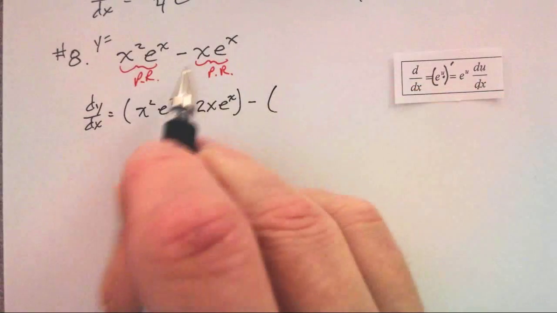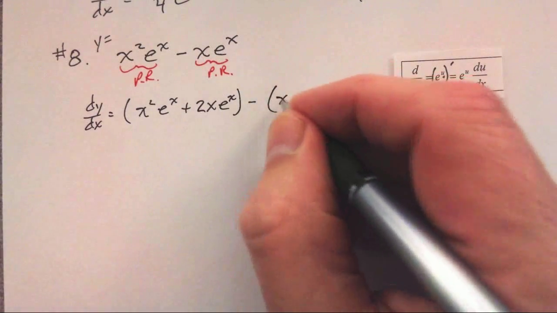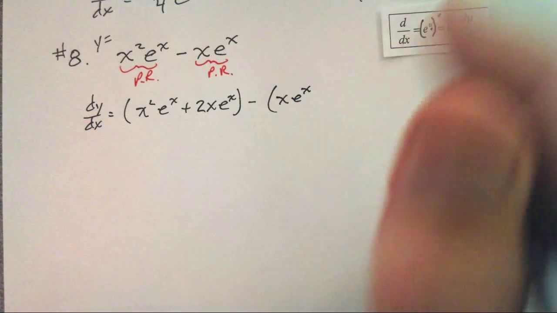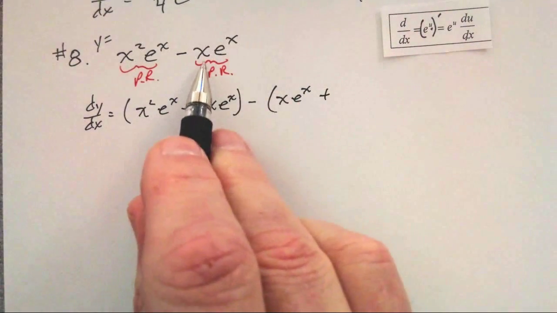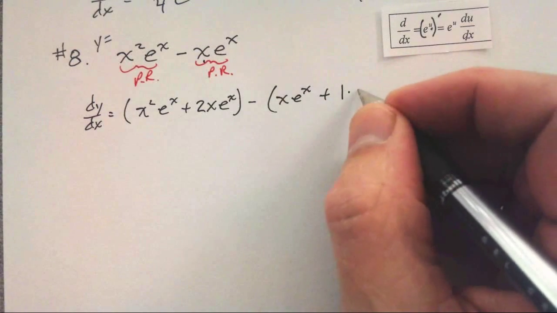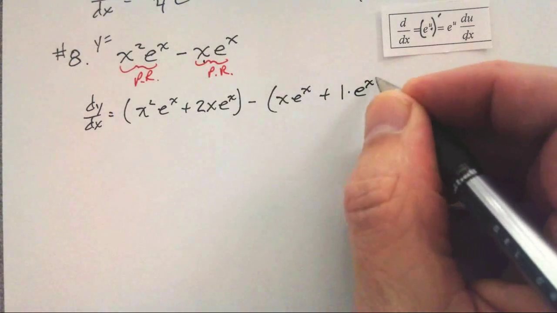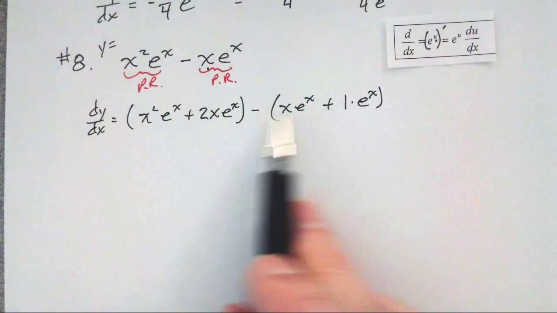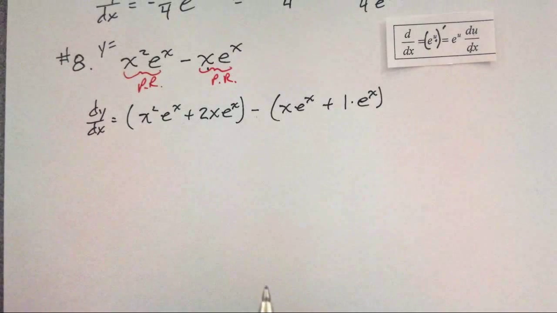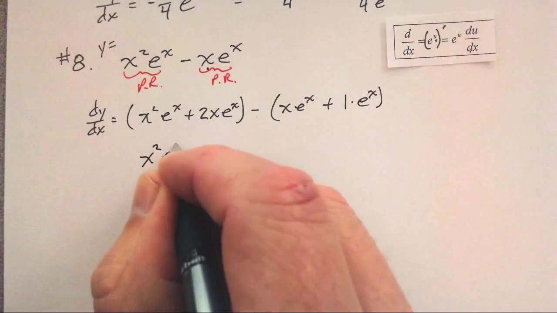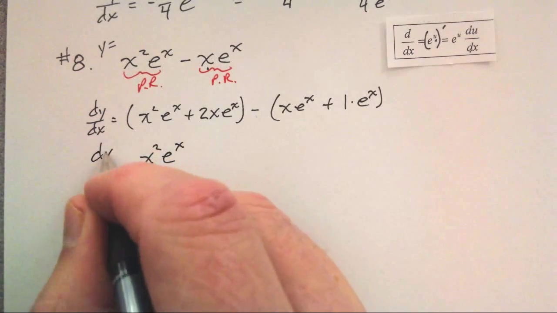Minus product rule. The first, x, times the derivative of the second, e to the x, plus the derivative of the first, 1, times the plain old e to the x. Did I need those parentheses? You bet I did, or else I would have had to remember to distribute that negative. So let's see what good happens here. I've got an x squared e to the x. I don't have any like terms for that.